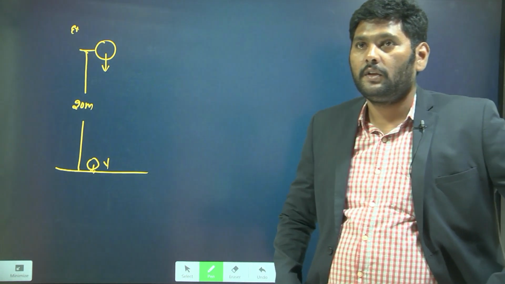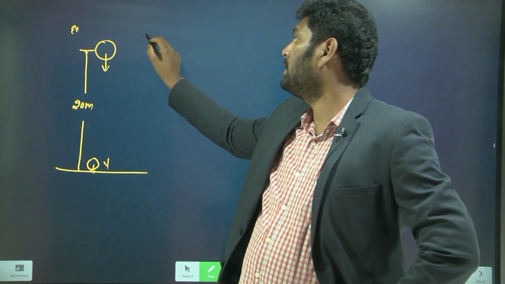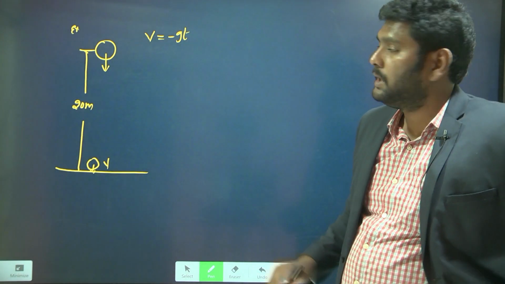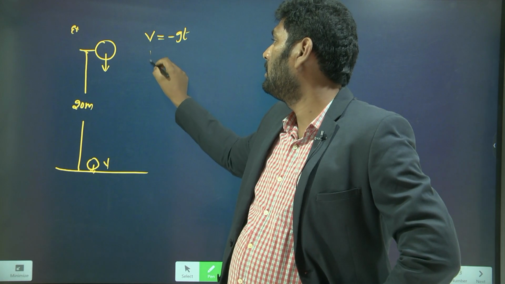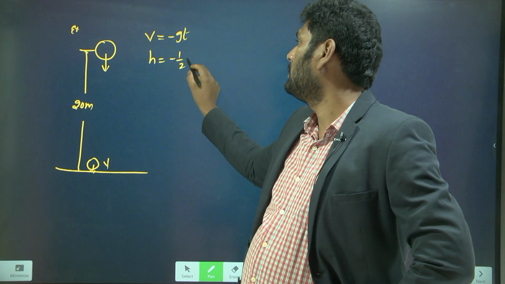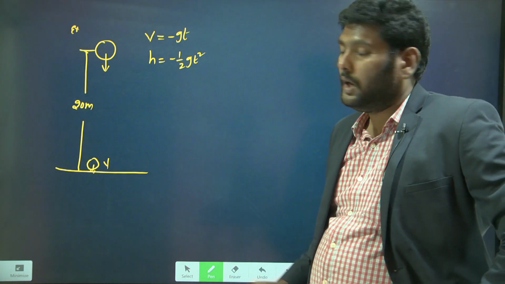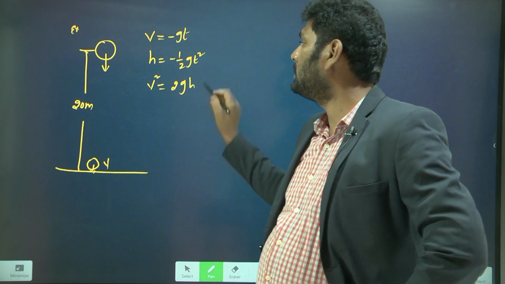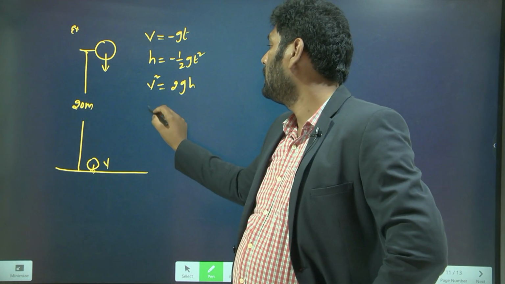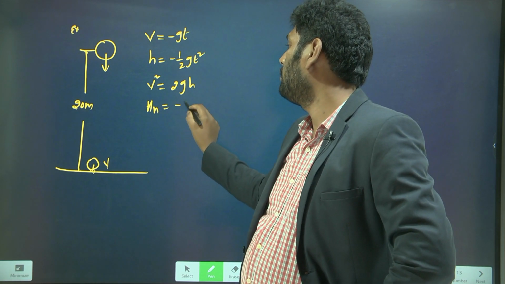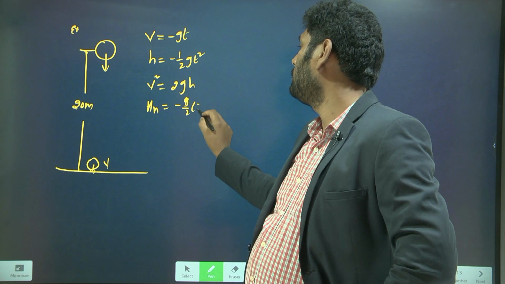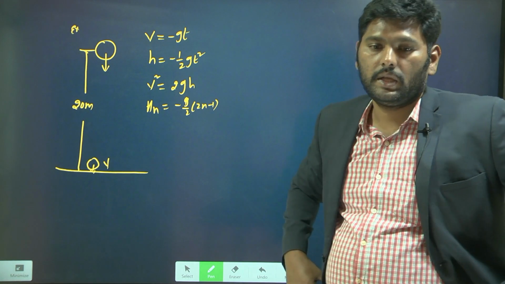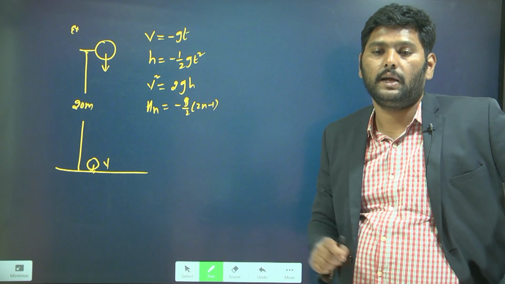What is the first equation for free fall? v is equal to minus gt. This is the first equation. The second equation is h is equal to minus half gt square. And the third one is v square is equal to 2gh. This is the third equation. Fourth one is h is equal to minus g by 2 (2n minus 1). This is your fourth equation. Among the four equations, which equation is helping you to find the answer?